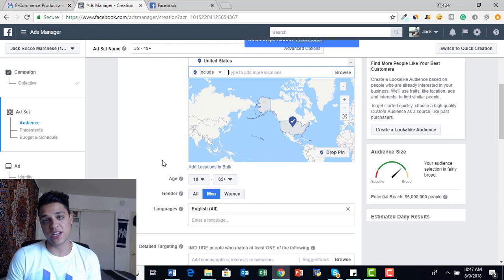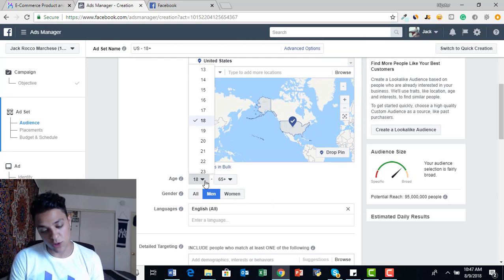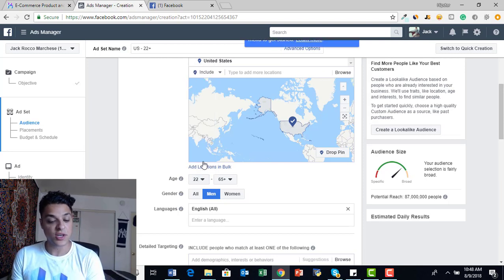Perfect. Now, our age range. Typically what I like to do as a rule of thumb is start out with a general product just about the age of 22. The reason I do that is generally by that age, people are done with college. They have a bit more disposable income.